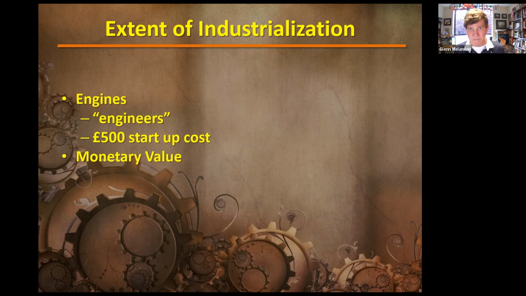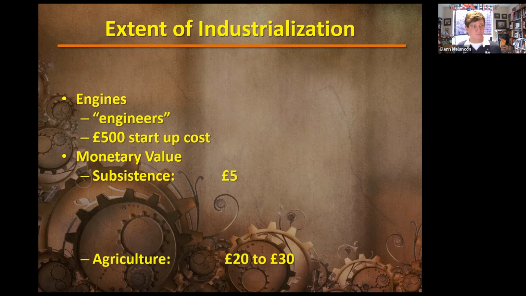So how can we imagine money? What would be its value? Well, subsistence around 1800 was about 5 pounds. It would take 5 pounds for a single person to live for a year. Food, clothing, shelter. 500 pounds is a lot of money. For people living at subsistence, this was a lifetime of earnings.